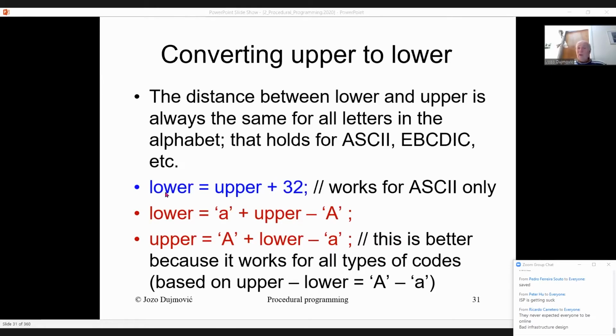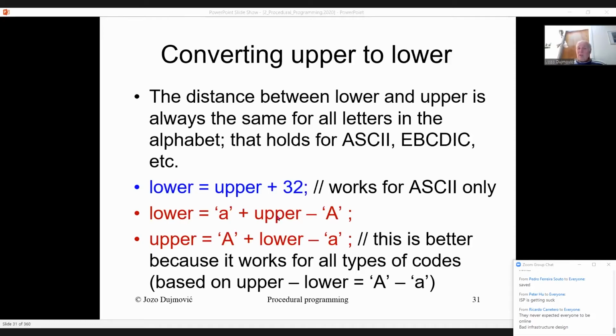Now, going to conversion from upper to lower, you can say lower is upper plus 32. And this works for American Standard Code for Information Interchange, what is called ASCII. But if you use EBCDIC, which is Extended Binary Coded Decimal Interchange Code, then it is better to use the formula lower is A plus upper minus capital A.